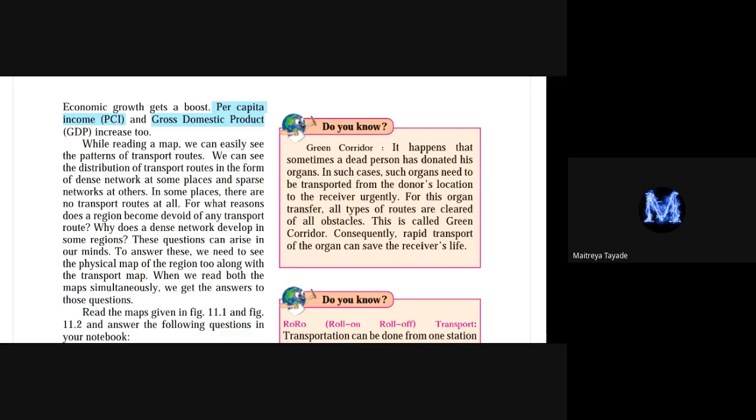Per capita income and gross domestic product also increase. Per capita income means the money that each person gets, which is called दरडोई उत्पन्न in Marathi. The earning of each person increases because people get jobs because of this, right? And gross domestic product also increases. It means when there is an increase in the earning of every person, obviously in the whole country, if we add it up, it will increase the gross domestic product also.